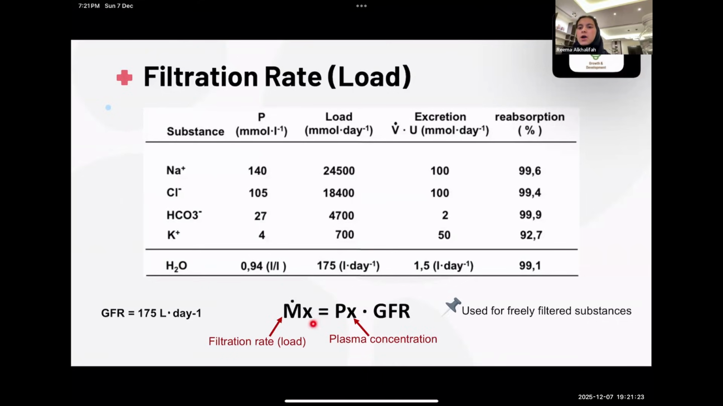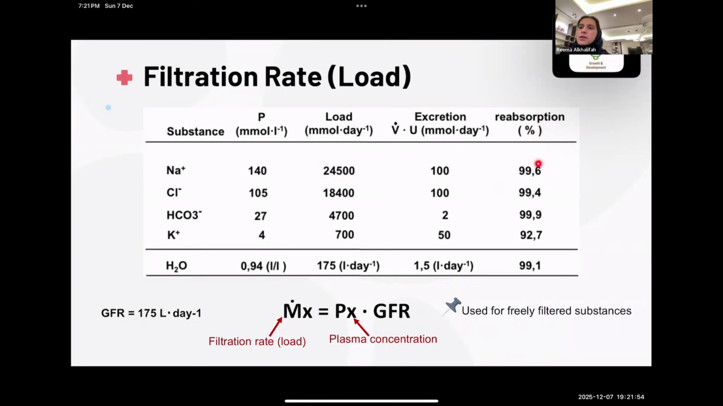It depends on the plasma concentration of the substance and the GFR. The normal range of the GFR is usually 175 liters per day, okay? So if you just multiply the concentration of sodium, for instance, with 175, this is what it's given. This is the number that you're going to find. Now, this is only used for freely filtered substances, not partially filtered substances, okay?